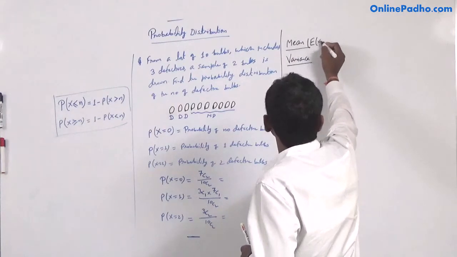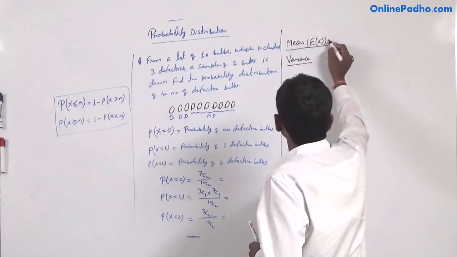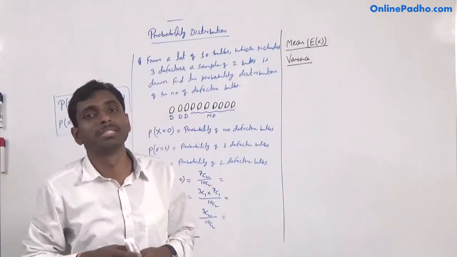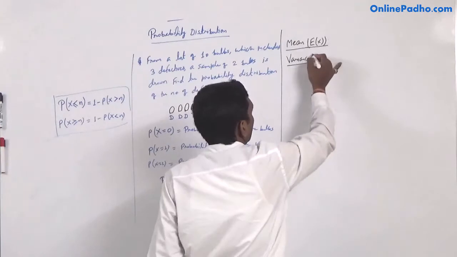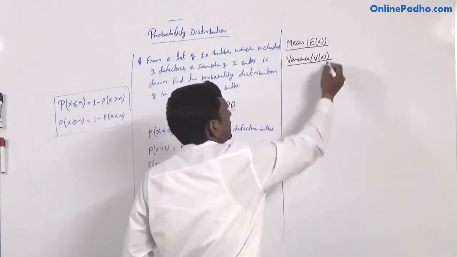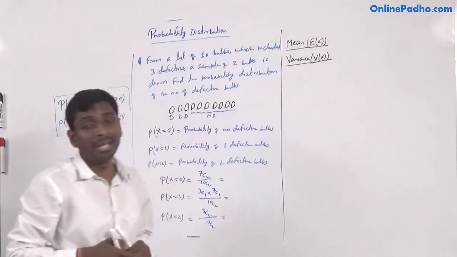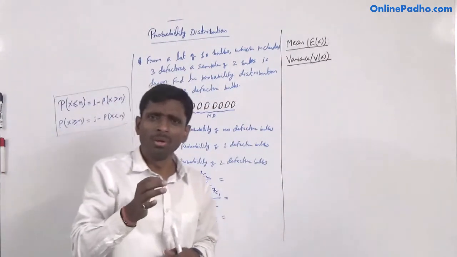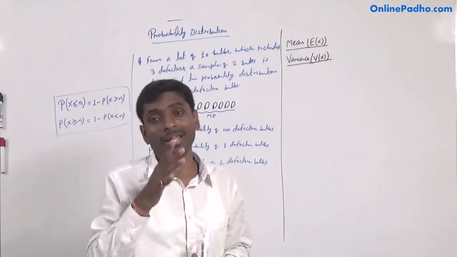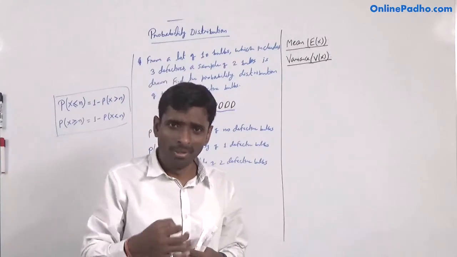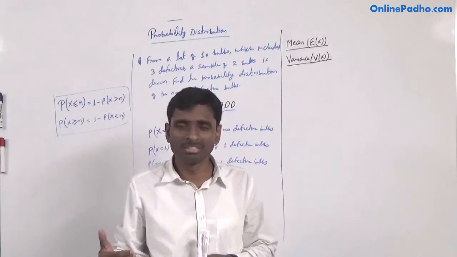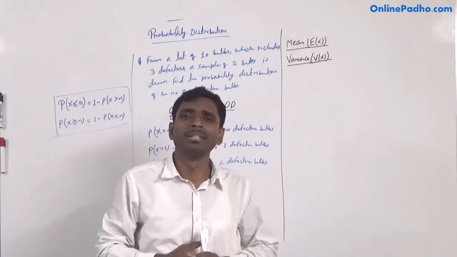Mean and variance. Mean is represented by E(x), and E(x) is called the expectation of x. Mean is nothing but expectation in the probability distribution, and variance is represented as V(x). Now, how can we find mean and variance in the probability distribution? You know the formula of mean is summation fx divided by n. Now, in probability, we already divide by n, the sample space, by finding the probability.